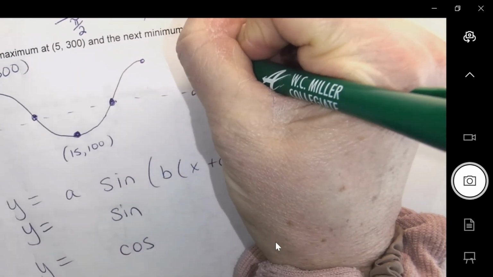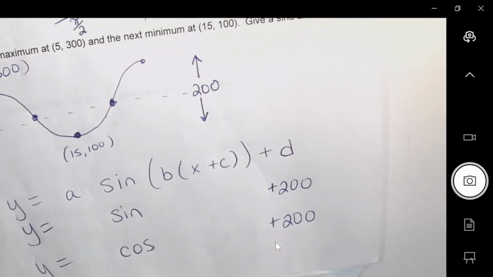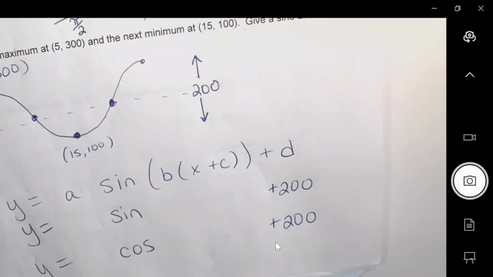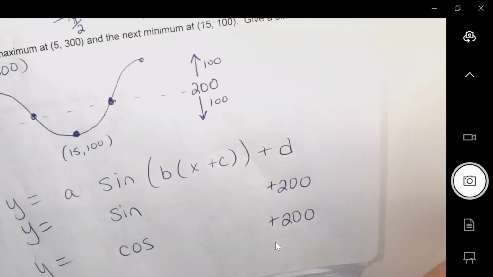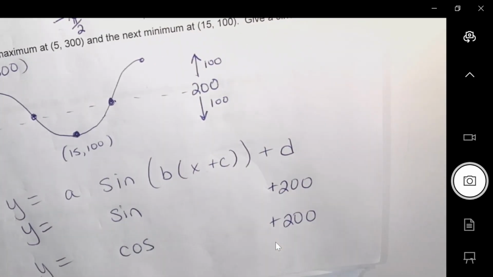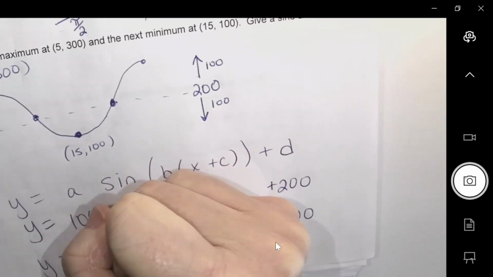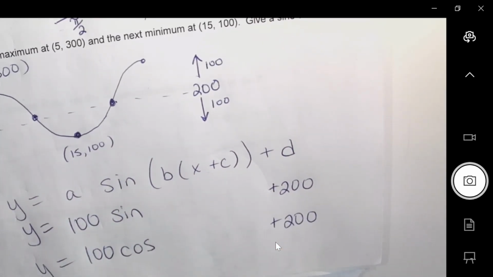Next, I'm going to talk about the word amplitude, is how much did I stretch above and below. So from 200, the higher point is how much above it? 100. There's 100 of space. So that is which letter? A is the stretch, the vertical stretch, right?